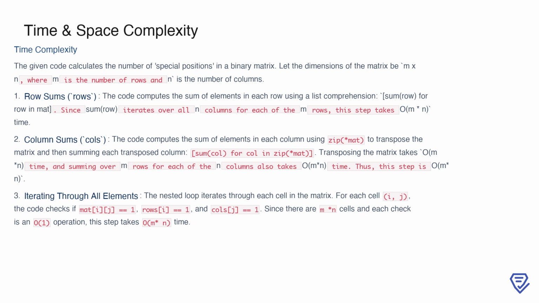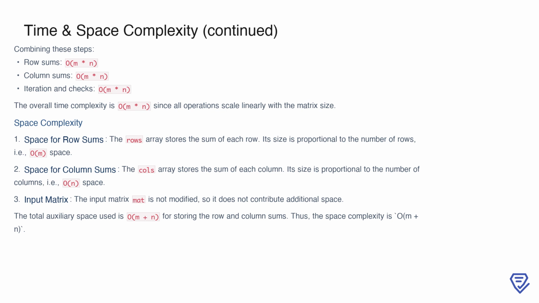For each element, it checks 3 conditions: whether the element is 1, whether the corresponding row sum is 1, and whether the corresponding column sum is 1. These checks are constant time operations, and since there are m*n elements, this step also takes m*n time. When combining all of these steps, we see that each major operation, calculating row sums, column sums, and iterating through the matrix, takes m*n time. Since these operations are performed sequentially, the overall time complexity of the algorithm remains m*n.